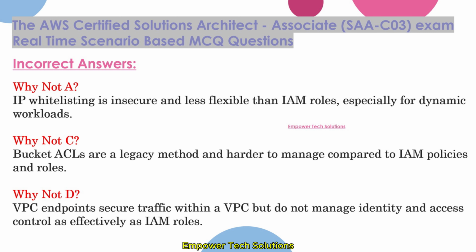Why not A? IP whitelisting is insecure and less flexible than IAM roles, especially for dynamic workloads. Why not C? Bucket ACLs are a legacy method and harder to manage compared to IAM policies and roles. Why not D? VPC endpoints secure traffic within a VPC but do not manage identity and access control as effectively as IAM roles.